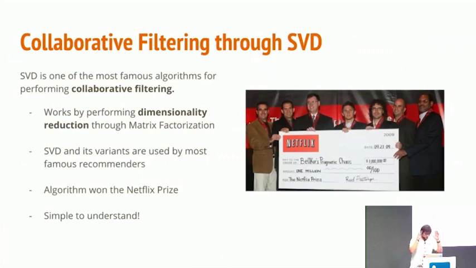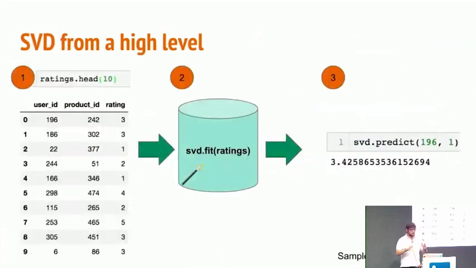I want to show you step by step how SVD actually works. How do we use SVD to predict new matches? I think the best way to understand this is a three-step process. The first part is you need to have some ratings. Just think of this as a pandas data set. It has three columns: a user ID, a product ID, and a rating.